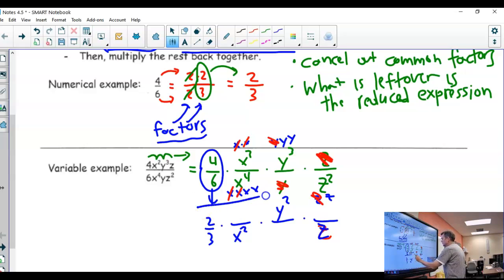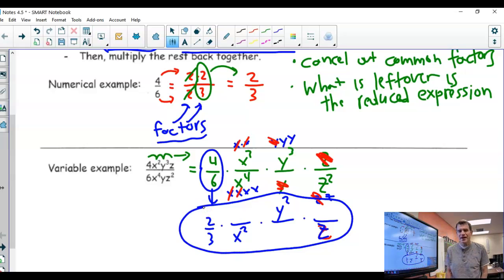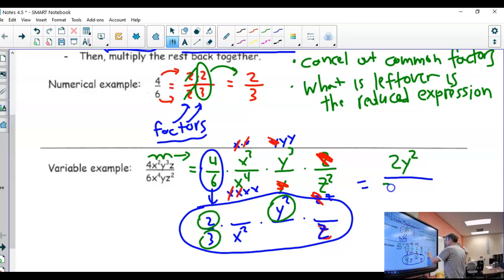So this is what's left over when I cancel out the common factors and I multiply it back together into one fraction. On top, I have a 2 and a y squared. And on the bottom, I have a 3, an x squared, and a z. And that is my final result when I reduce this fraction.